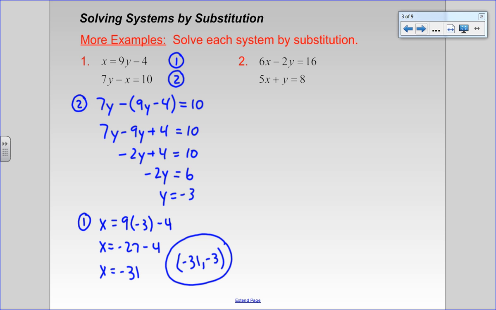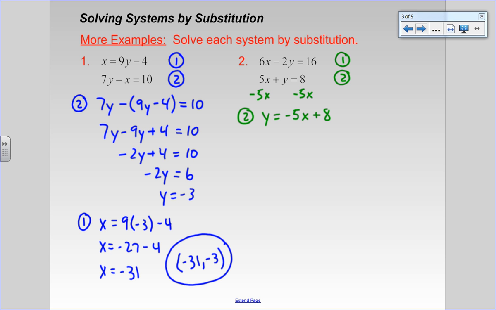Let's look at example number 2. 6x minus 2y equals 16. We'll call that equation number 1. 5x plus y equals 8. We'll call that equation number 2. In this case, neither equation has one of the variables isolated, so we need to perform that first step of the substitution process. The easiest equation to work with would be equation 2. We can isolate y simply by subtracting 5x on both sides of that equation. So our new version of equation 2 is y equals negative 5x plus 8.